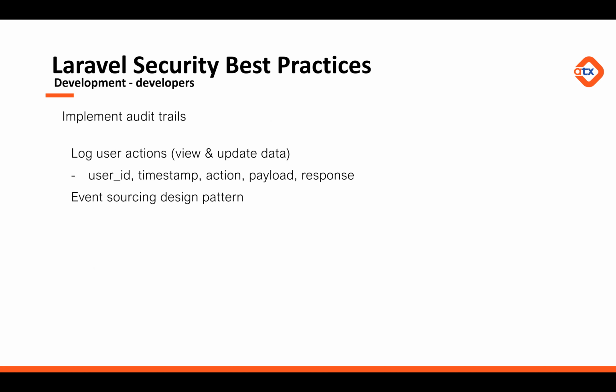Okay, next is to implement audit trails. This is for better security practices, because audit trails means that you want to log user actions. At the very least, the information that we need is the user ID and timestamp, the action that they do, whether they update, view the data, or create other data, and we need the information about the whole payload and also what response we gave.